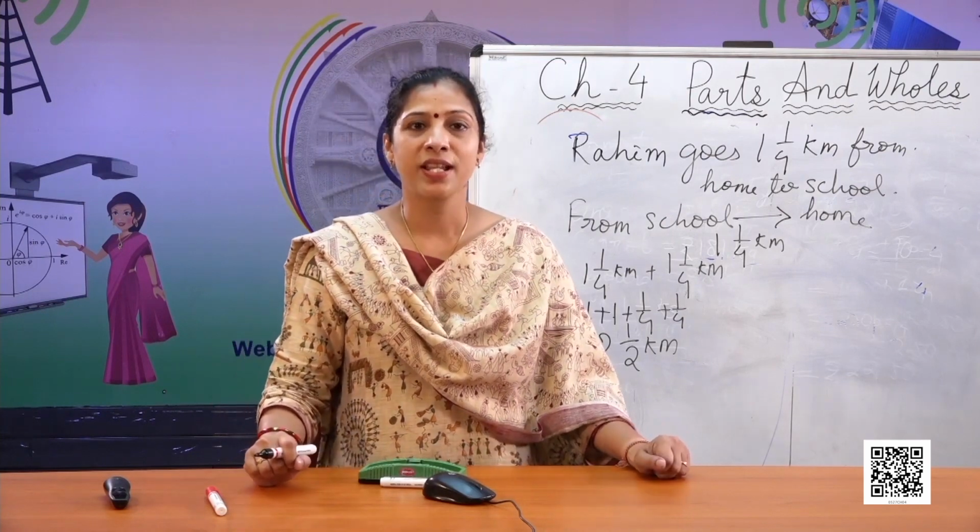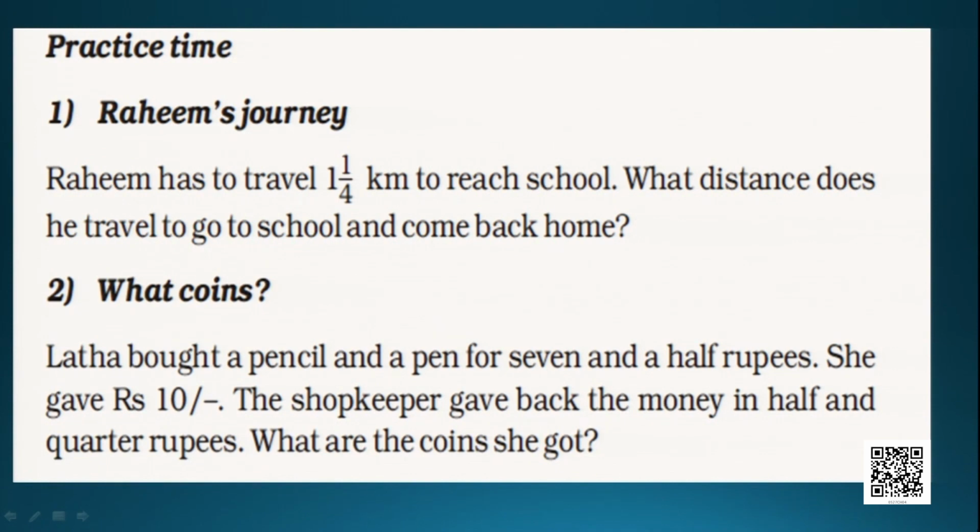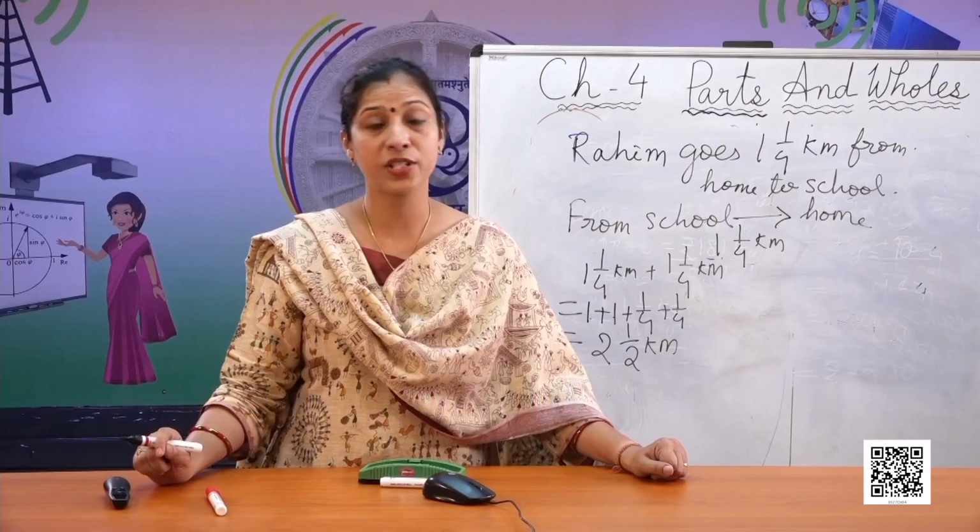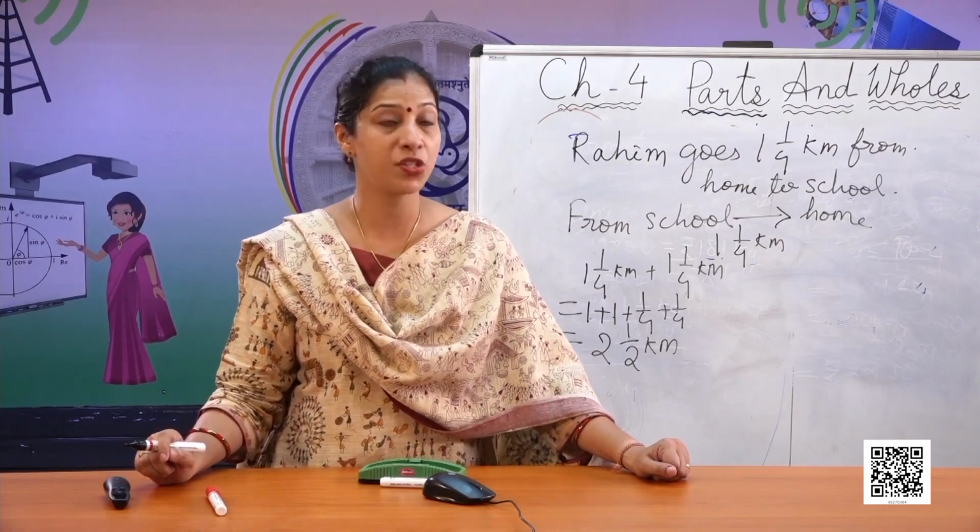Next question is, Latha bought a pencil and a pen for 7.5 rupees. She gave 10 rupees to the shopkeeper, and the shopkeeper gave back the money in half and quarter rupees. In half and quarter rupees. What are the coins she got? Now for that, first we have to find out what is the amount she got back.